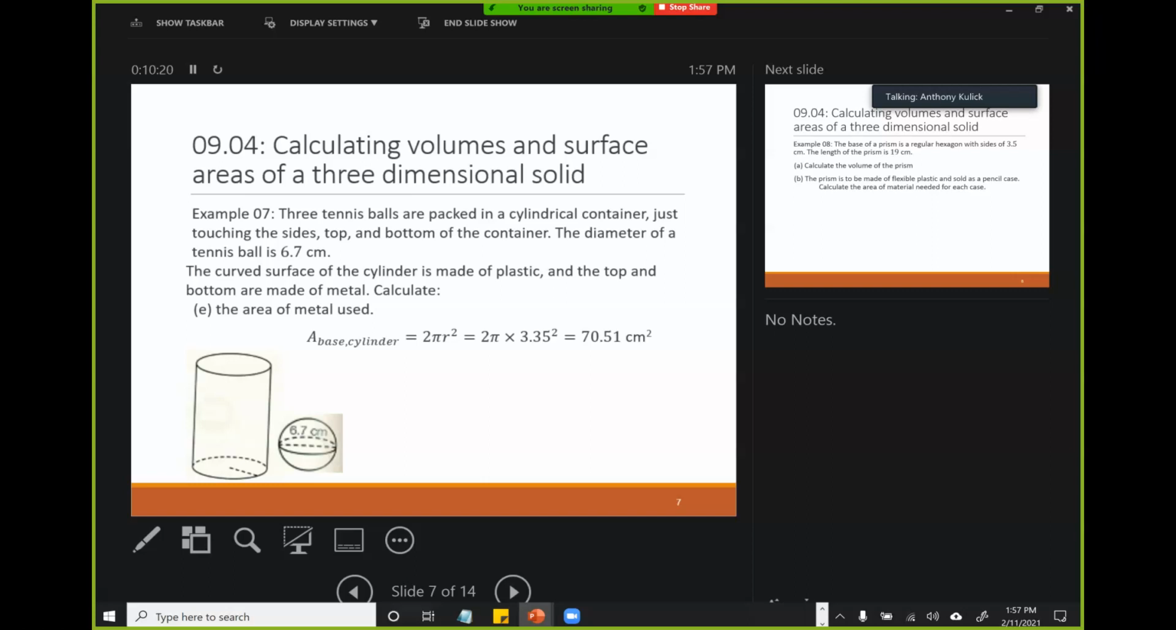Questions so far? No big deal, right? We're just basically plugging stuff into formulas, right? The hardest part is maybe seeing how to fill in the lengths to fill in the numbers into the formula, but basically just using formulas.